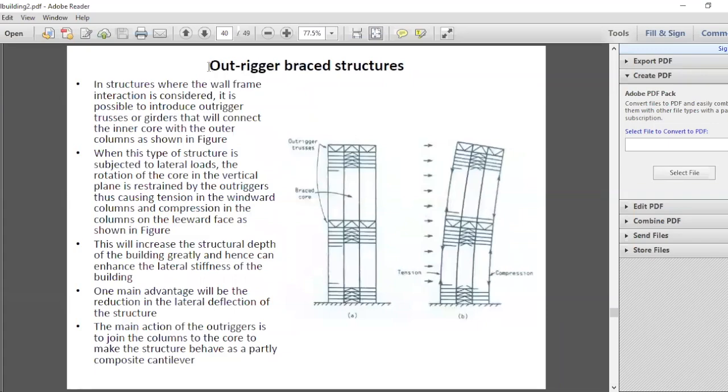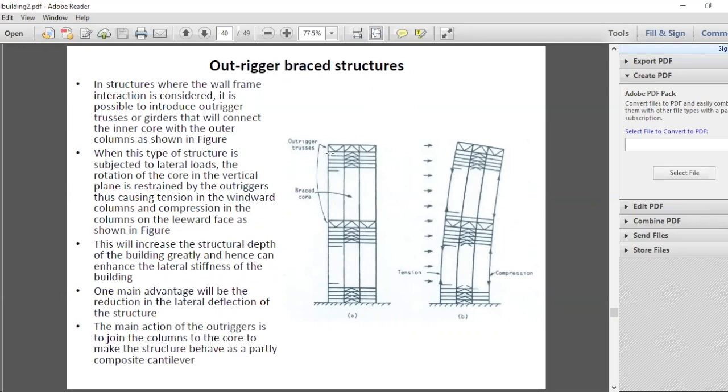Then one of the key applications in buildings, and especially when you have problems in controlling the deflections and so on, these outrigger brace structures are very useful. And what do you mean by an outrigger? Can anybody answer? What is meant by an outrigger?